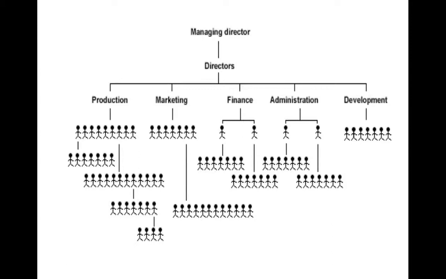Here we see an example of an organizational chart which shows in vertical, from up to down, the chain of commands, from the managing director to the director, and then to the production, marketing, finance, administration, and development.